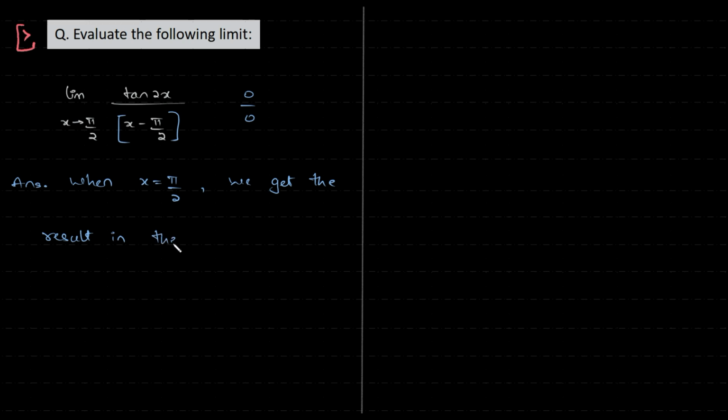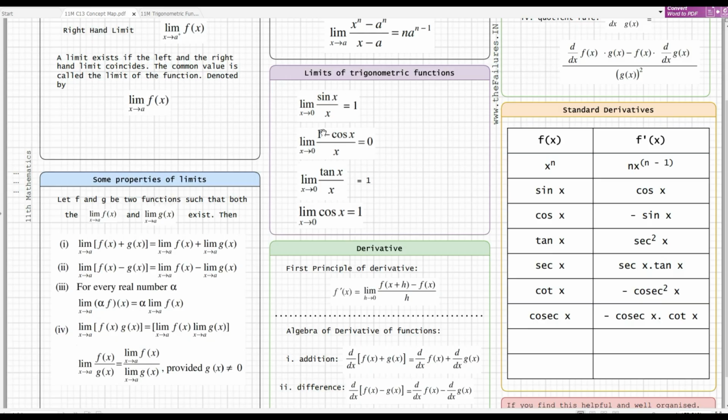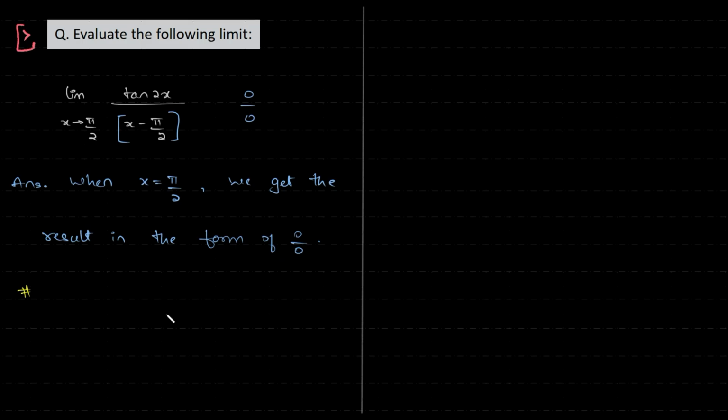in the form of 0 by 0. Now, how will we do this? See, in all of this list of formulas, we have the constant tending towards 0. Agree? It's not equal to pi by 2 and all of that. We don't have that. It's tending towards 0. So we need to convert this to something where some constant tends towards 0.